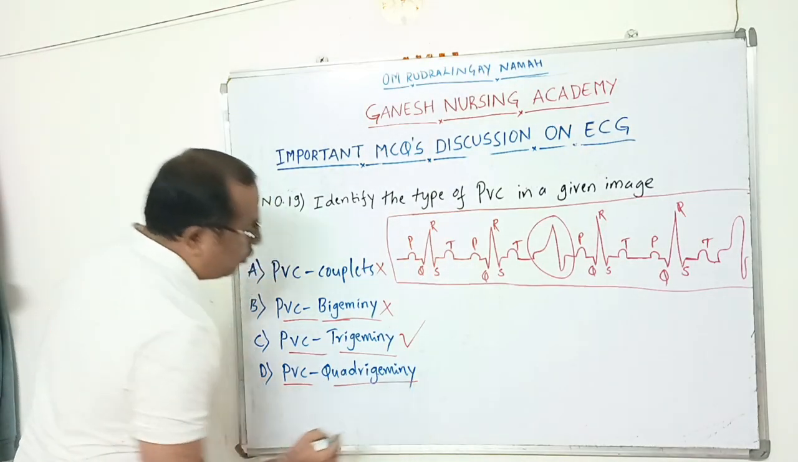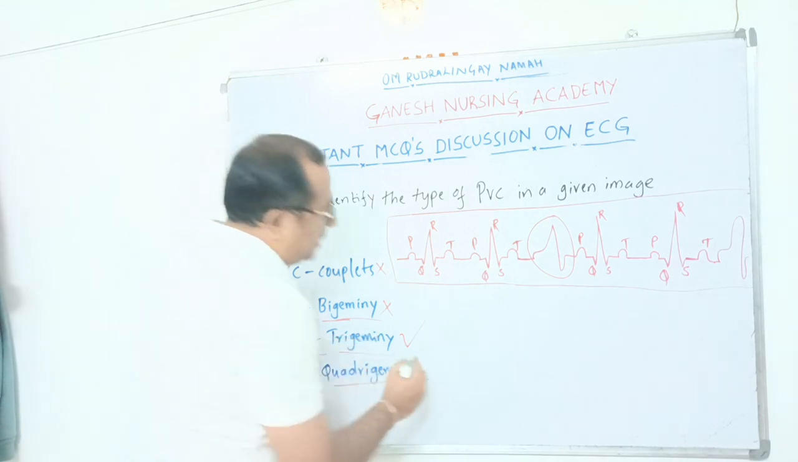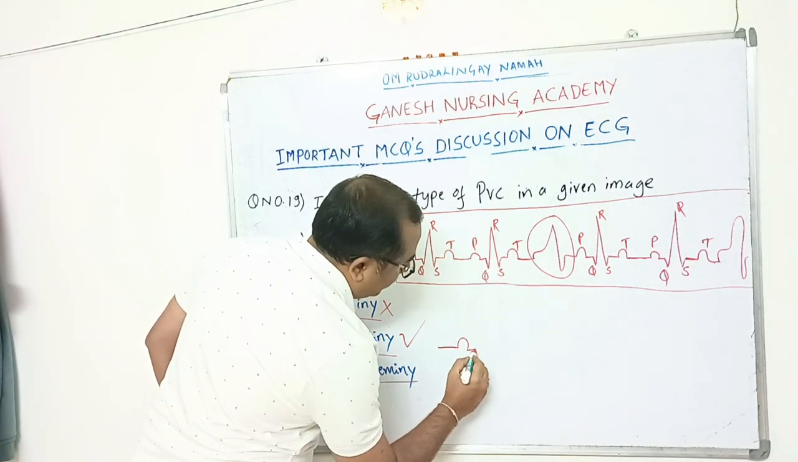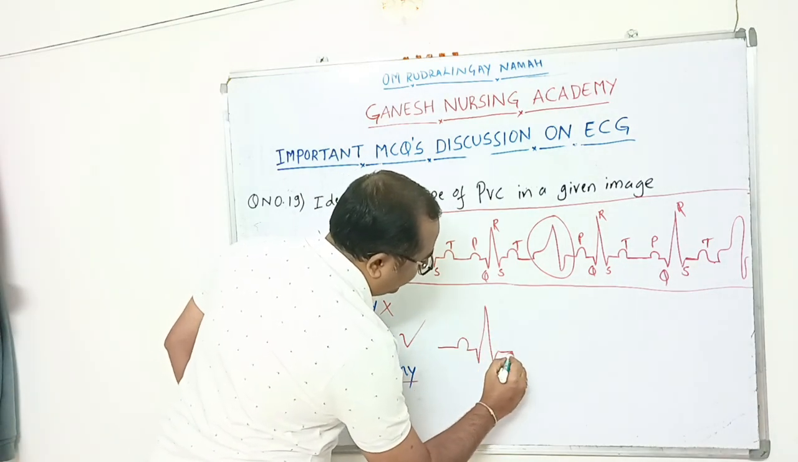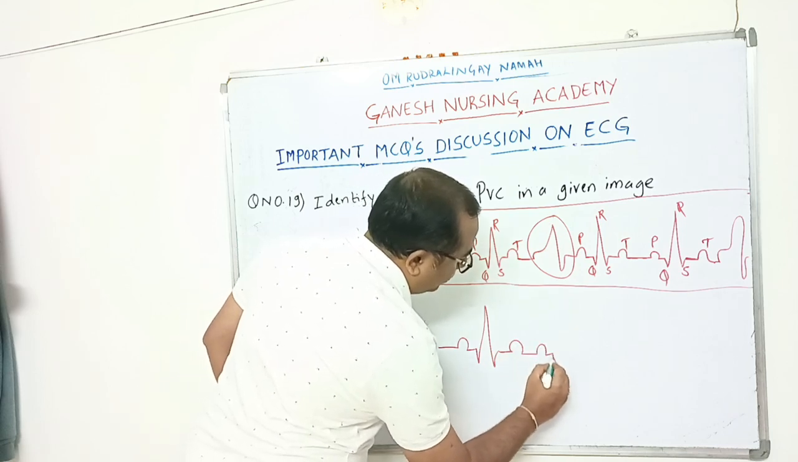Now what is PVC quadrigeminy? PVC quadrigeminy means there will be a QRS complex followed by a T wave.